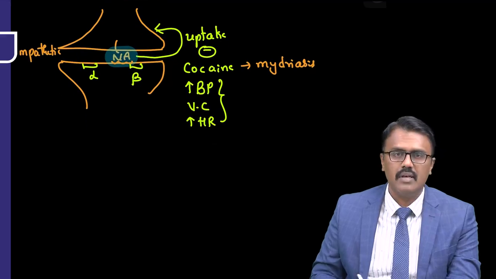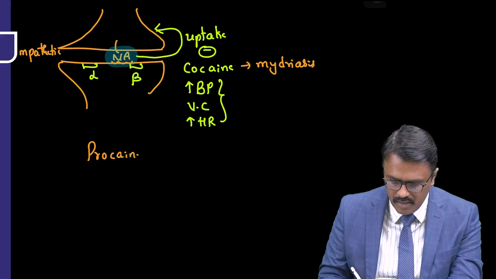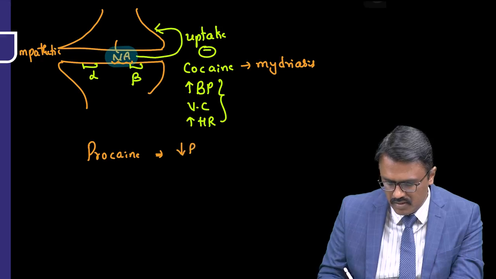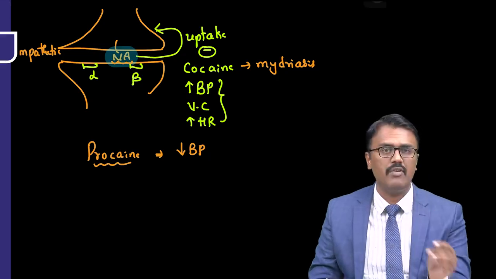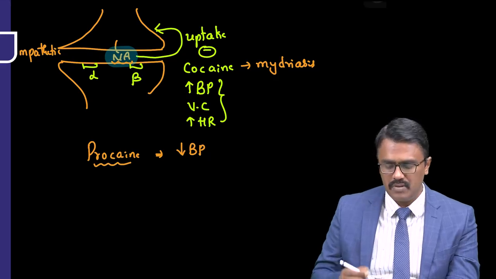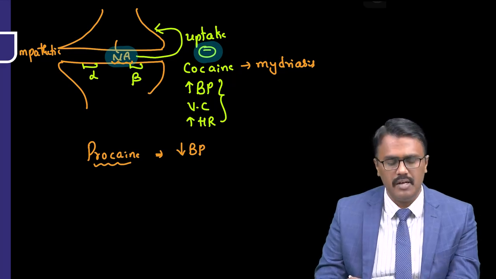Then we came with another drug, a modification, called procaine. But procaine had a problem: there was a decrease in BP with this. So the later anesthetics started lowering BP. Now why does cocaine cause a rise in BP? Because along with local anesthesia, it also inhibits the uptake of noradrenaline.